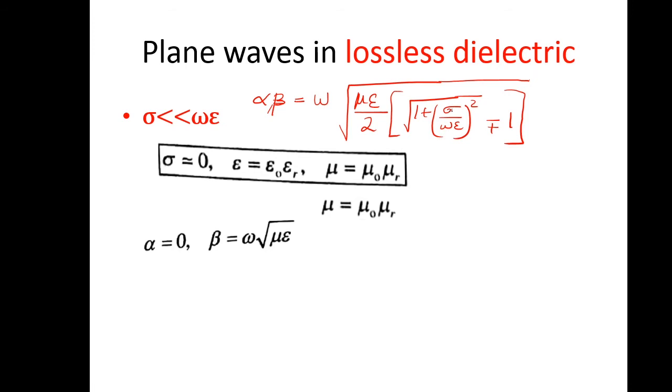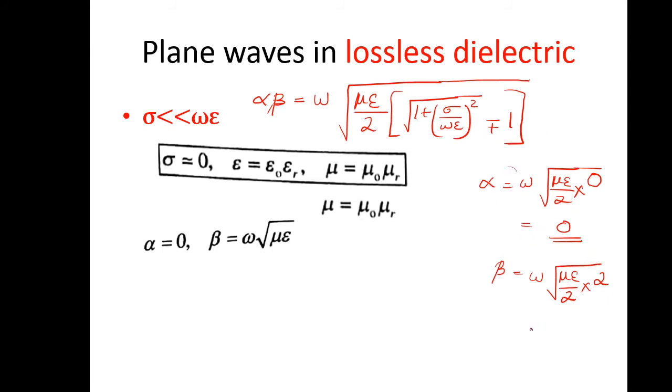So if this be the case, sigma you can take as 0. So this term will be 1. If that is 1, then in case of alpha, it will be omega square root of mu epsilon by 2 into 1 minus 1, that will be equal to 0. So alpha will be equal to 0. Again, beta will be omega square root of mu epsilon by 2 into 1 plus 1. In beta it will be plus, so 1 plus 1 is 2. In alpha it is 1 minus 1, it will be 0.